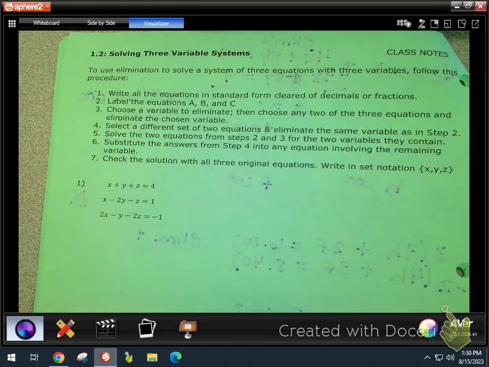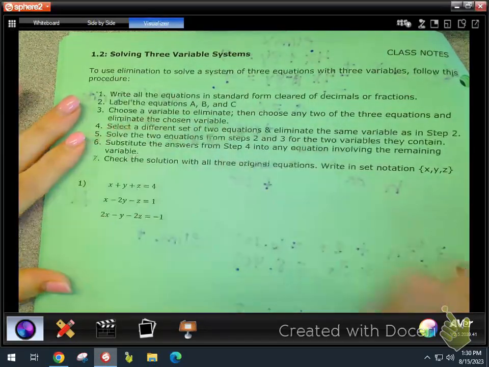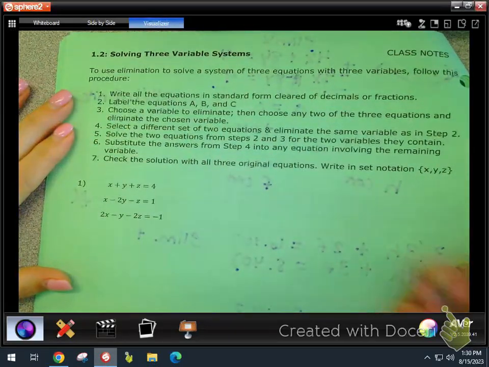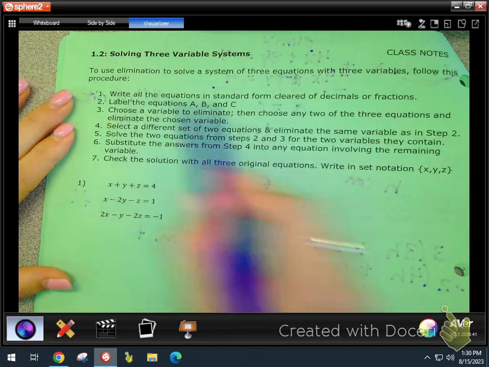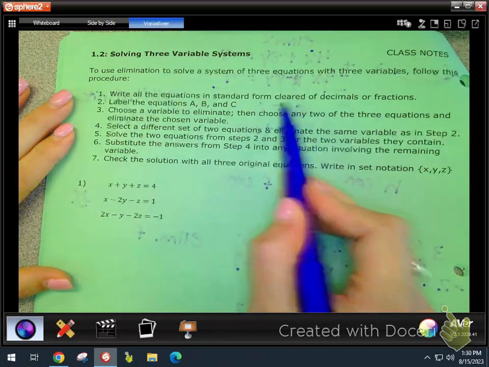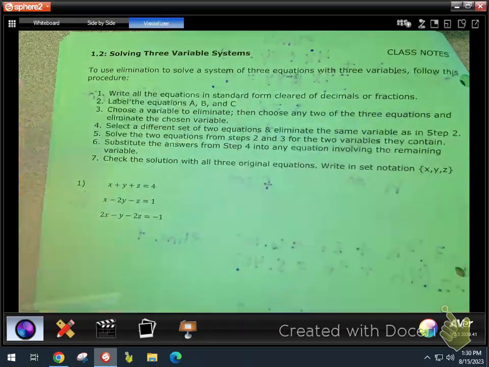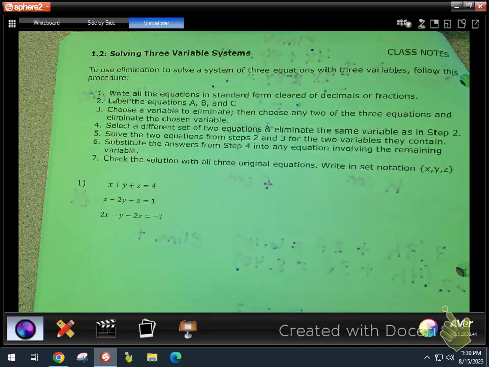Remember I said last time, there's always more than one way to do this, okay? But we want to work smarter, not harder, right? Remember me saying that? I say that all the time. So the first thing that we want to do is make sure all of our equations are in standard form, cleared of decimals or fractions. We've talked about that a little bit. We'll see some examples there.